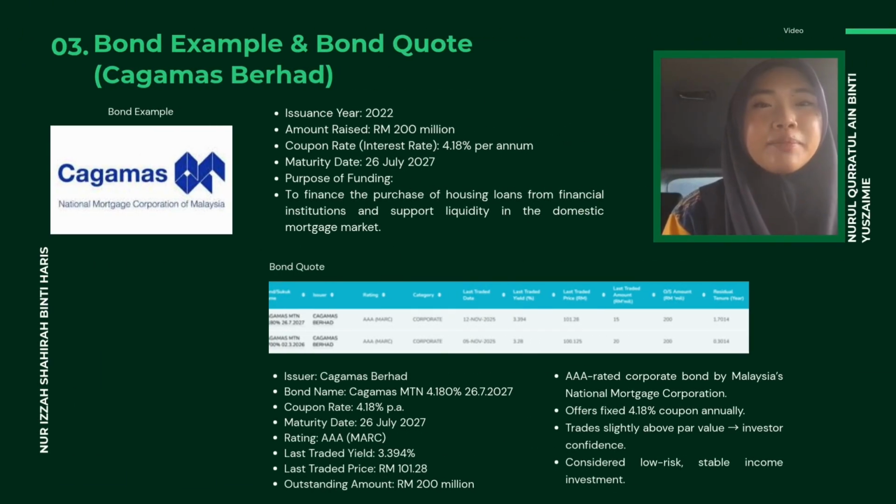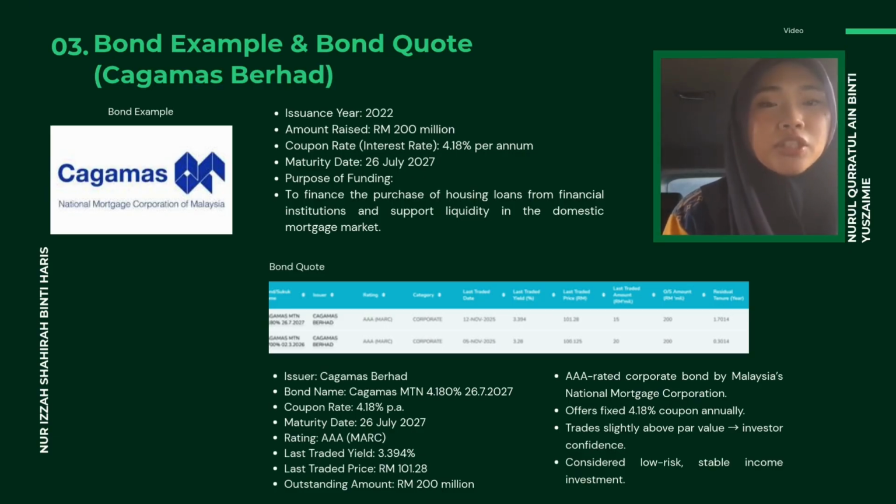Now, I will be sharing a brief overview of Cagamas Berhad, Malaysia's National Mortgage Corporation, an example our group had chosen. In 2022, Cagamas successfully issued RM200 million worth of bonds with a coupon rate of 4.18% per annum, set to mature on 26 July 2027.